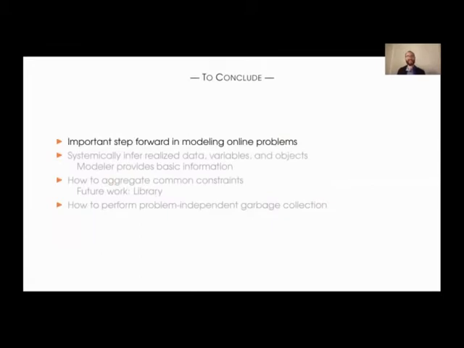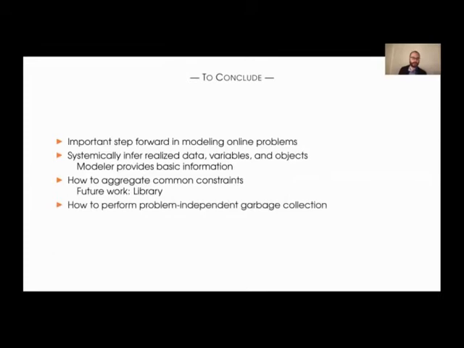To conclude, this is an important step forward in modeling online problems. What did we do? Well, we are now able to systematically infer realized data, variables, and objects. Modeler provides basic information, but that's all. Now, we also look at how to aggregate common constraints. And a very interesting future work is to create a big library of all these aggregation of constraints. And lastly, we also looked at how to perform problem-independent garbage collection.